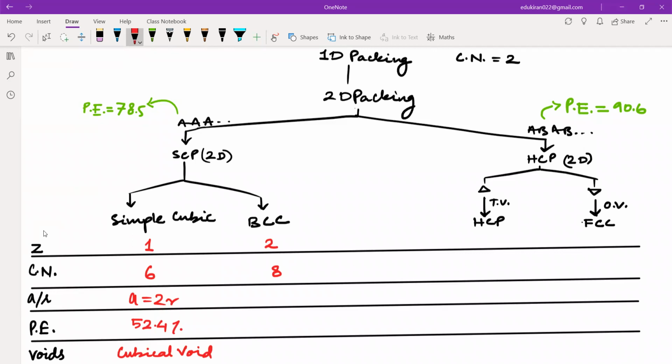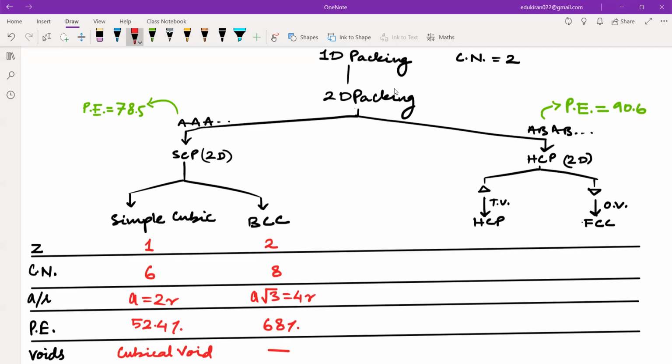A is equal to 4R by root 3. Remember it like this: what is the body diagonal? Body diagonal is A root 3. And this will be equal to 4R. Fine. A root 3 is equal to 4R. What is the packing efficiency? 68%. The void is going to be distorted octahedral, but you don't need to remember this because this will not be asked.